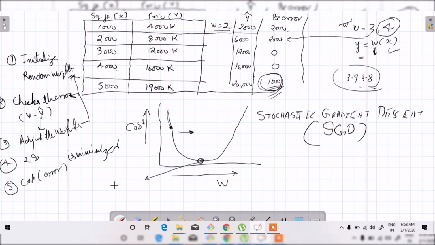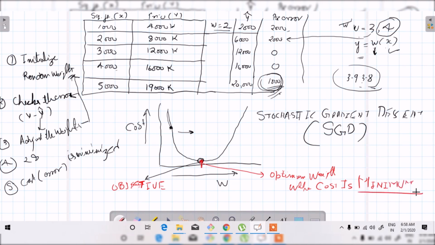Okay, so this is your objective, and the value of W at this point is the optimum weight, where the cost is minimum.